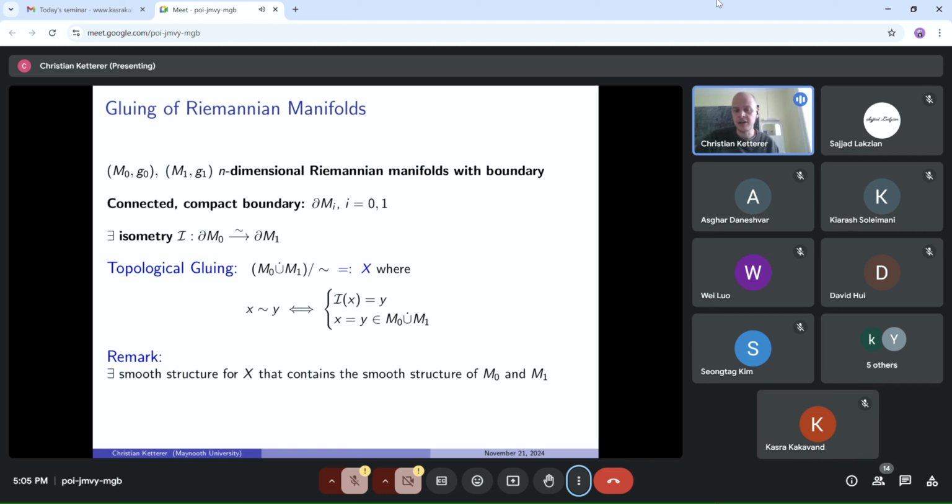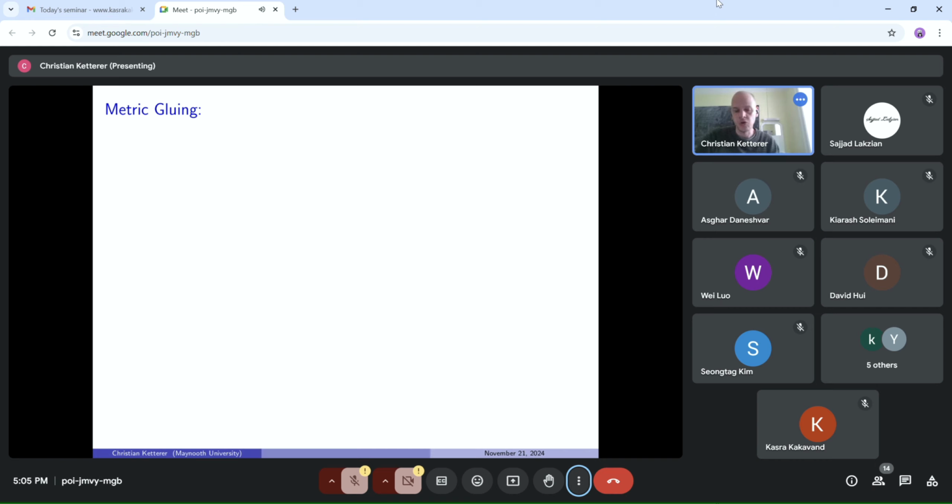This is not just a topological construction, but there also exists a smooth structure on X that respects the underlying smooth structures on M0 and M1, in the sense that there is a smooth structure that contains both of them. Therefore X is not just a topological space, but again a smooth manifold. This concerns the smooth structure, and now we also want to glue together the Riemannian metrics. The straightforward way is to define a C0 Riemannian metric g simply by saying g restricted to M0 is g0 and g restricted to M1 is g1.